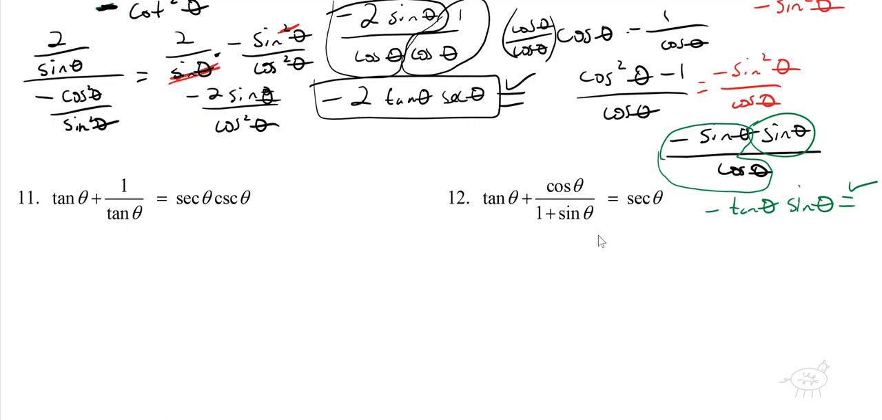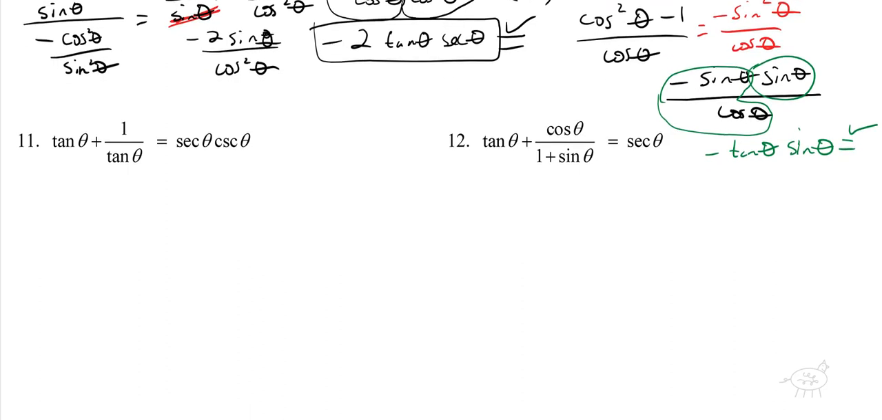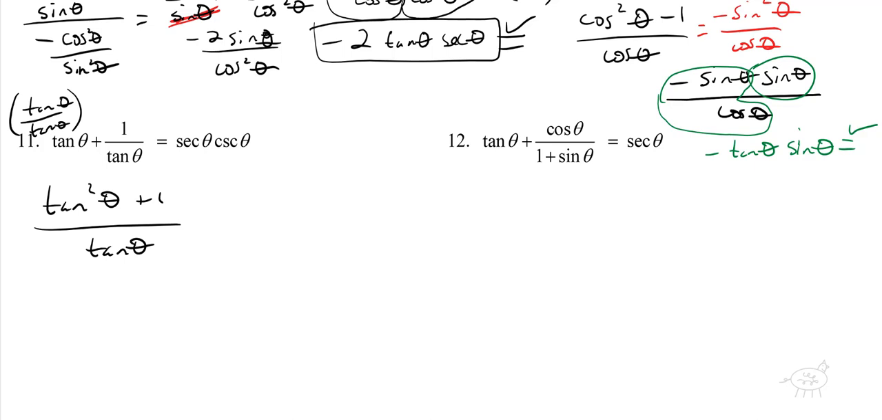Couple more. Just two more of these type of problems here. What do you do with that one? Well, I could do common denominator. Sounds good to me. So can you guys agree I can multiply this one by tangent of theta over tangent of theta? So I get tangent squared of theta plus 1 over tangent of theta. And that's actually kind of nice because tangent squared of theta plus 1 is secant squared of theta, one of our identities, over tangent of theta.